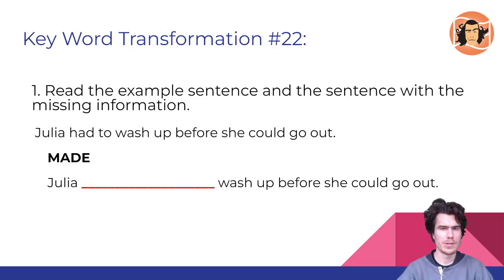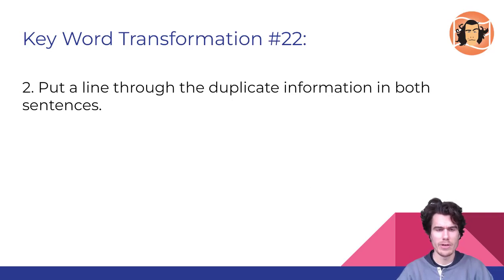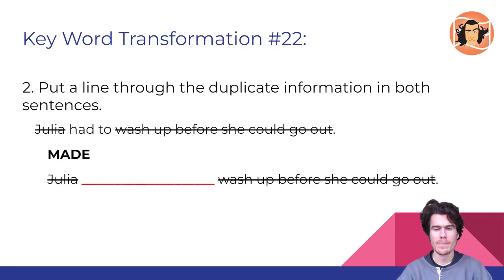Okay, let's move on to step number 2. Put a line through duplicate information in both sentences. So if you see some words in the example sentence which are the same in the incomplete sentence, you should put a line through both those words. You can pause this video now for a minute and do that, and when you've done it, press play and continue watching. Okay, so these are the words which I've put a line through: Julia and wash up before she could go out.